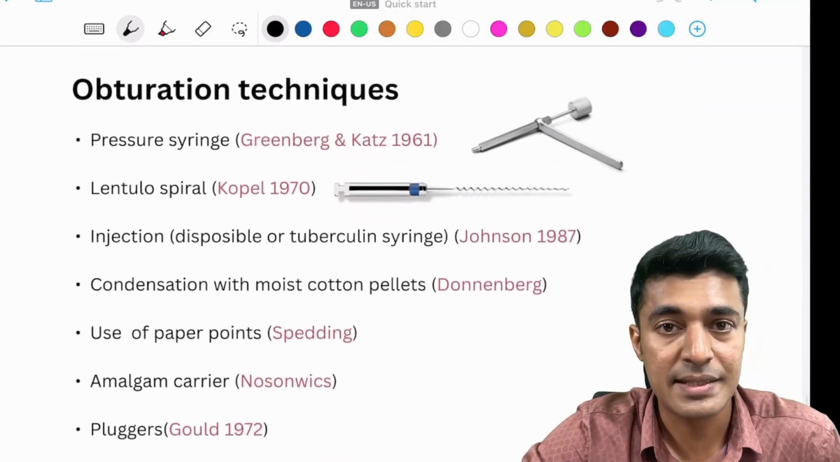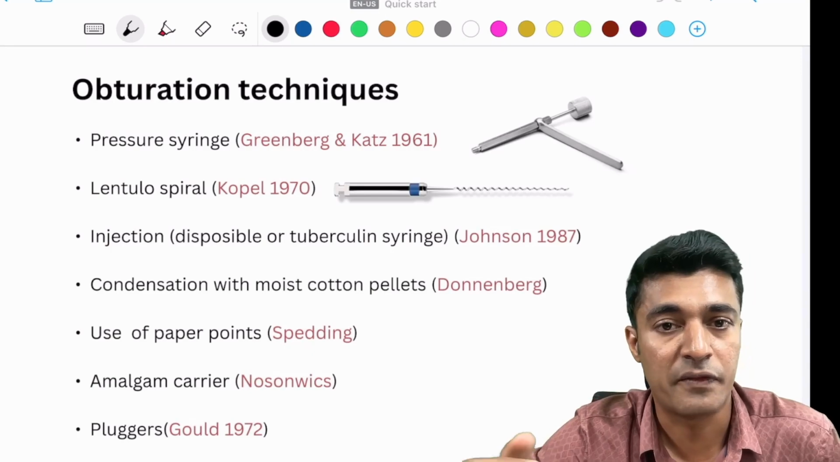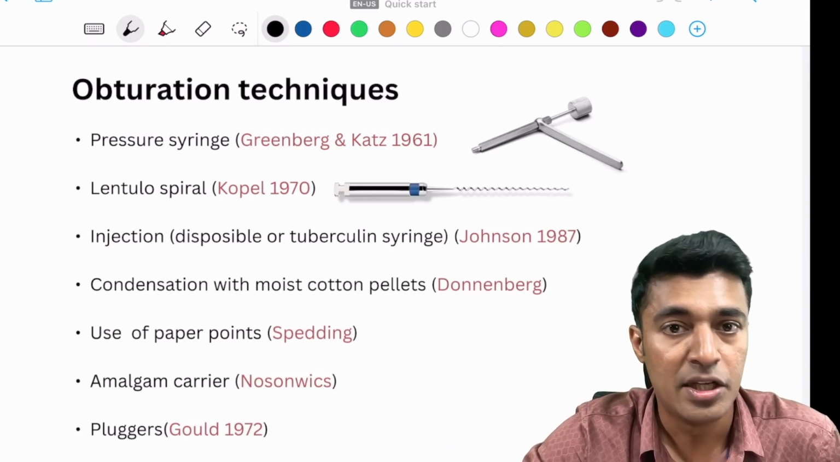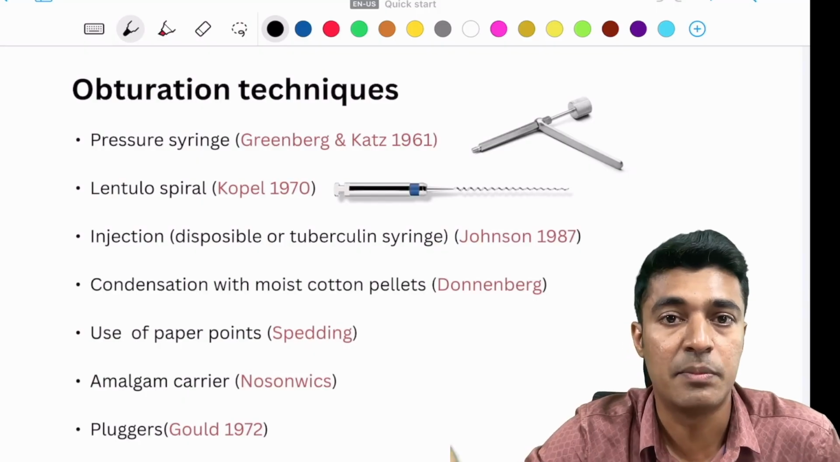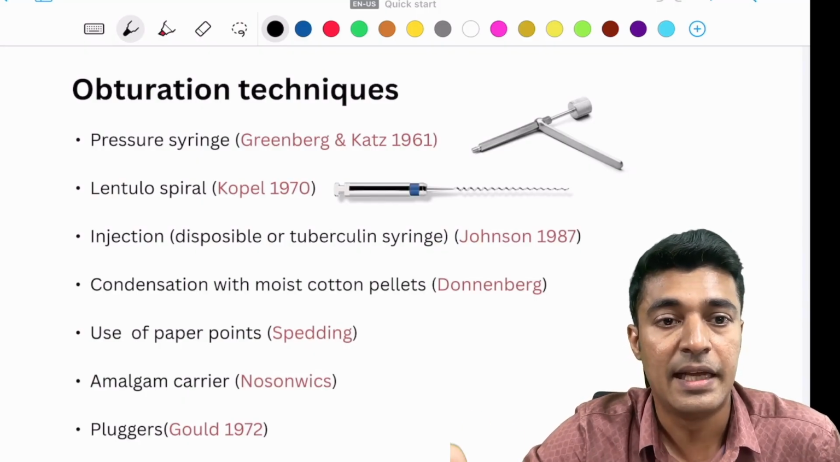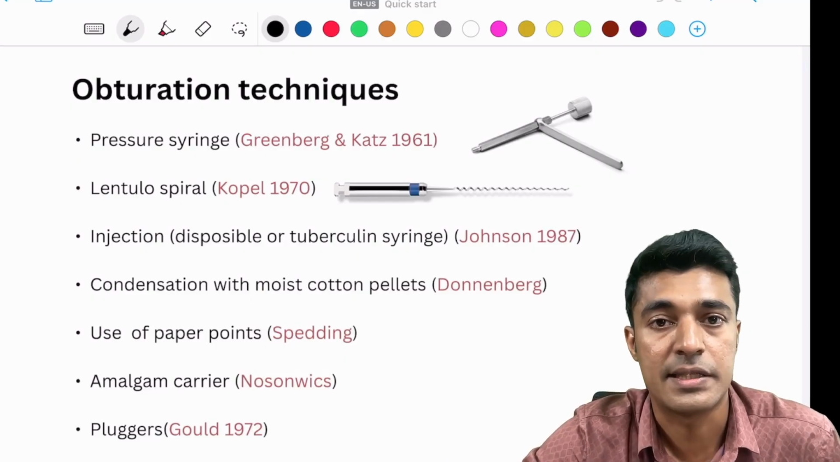So the obturation techniques that are commonly employed include use of pluggers, amalgam carrier, use of paper points, condensation with moist cotton pellets, injection, lentulo spirals, and pressure syringes.